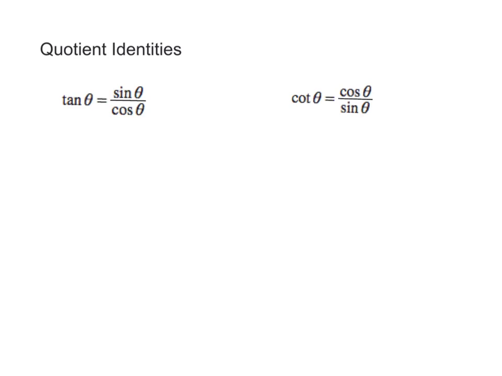The next ones that are also on your formula sheet are these quotient identities. And we talked about the first one already. Tangent theta is sine theta over cosine theta. Cotangent theta equals cosine theta over sine theta. You're going to be using these a lot when you're doing the trig identities. These ones are very common to use, especially tangent is sine over cosine.